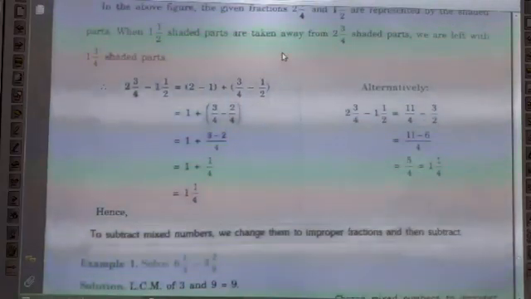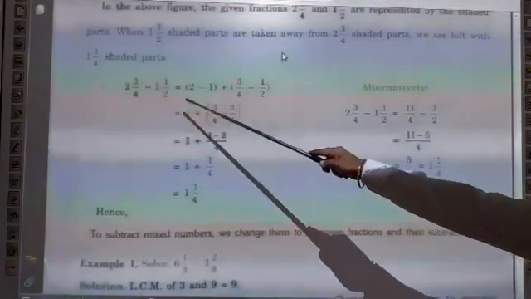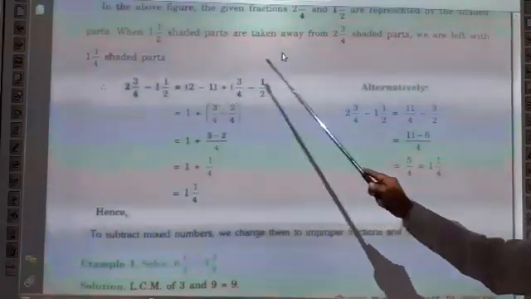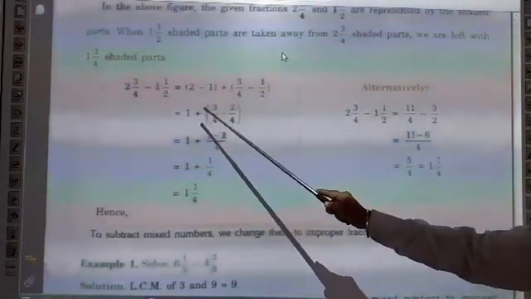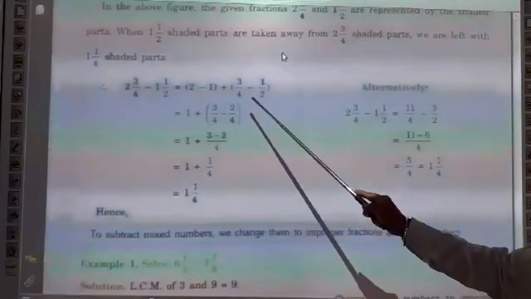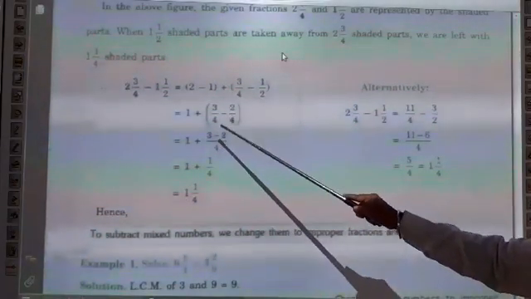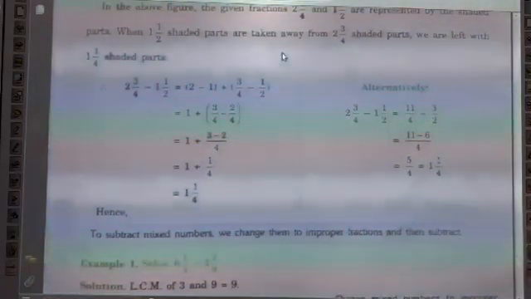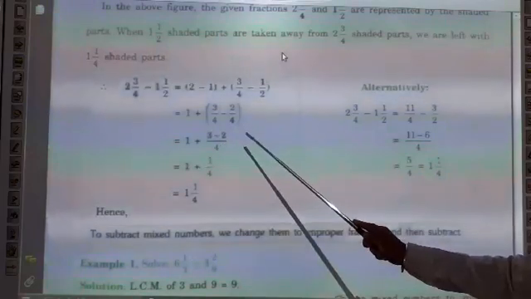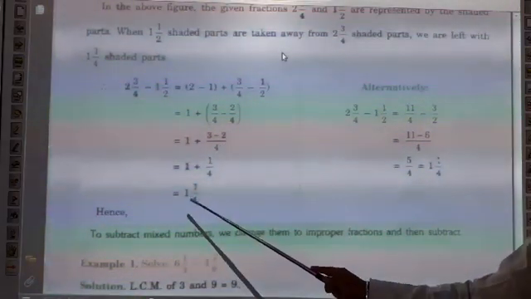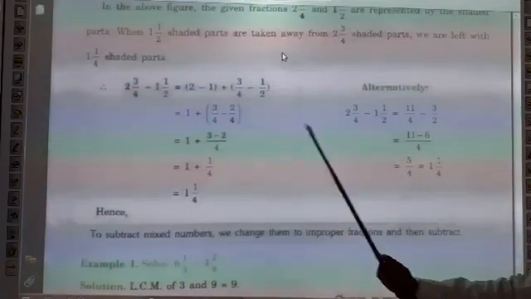Solve the question. 2 3 by 4 minus 1 1 by 2. 2 minus 1 plus 3 by 4 minus 1 by 2. So 2 minus 1 is equal to 1 plus, LCM is 4. 4 1s are 4, 3 1s are 3. 3 upon 4 minus 2 upon 4, 2 2s are 4, 2 1s are 2. 1 plus 3 minus 2 upon 4 is equal to 1 plus 1 by 4. So the mixed fraction is 1 1 by 4.